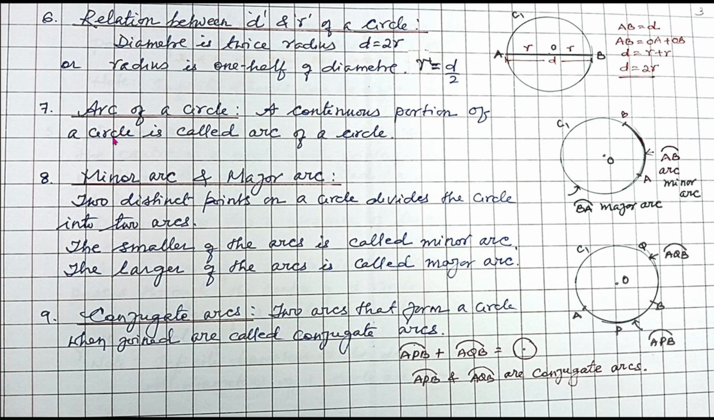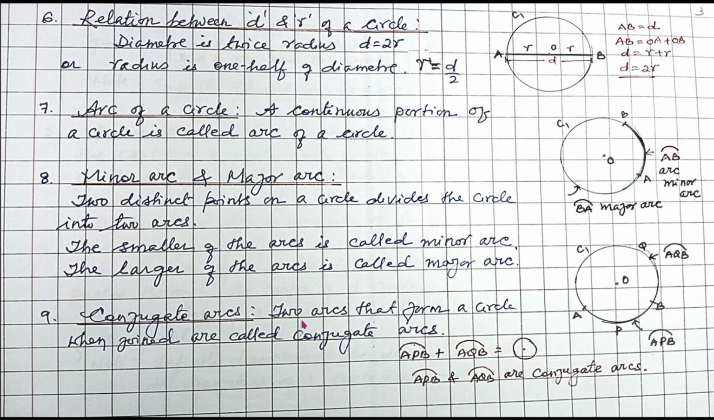Arc of a circle. A continuous portion of a circle is called an arc of a circle. So if you consider a circle here, it has a circumference. If I take a continuous portion of the circumference of the circle, that is AB, then that is called arc AB, denoted symbolically like this. So this is arc AB.